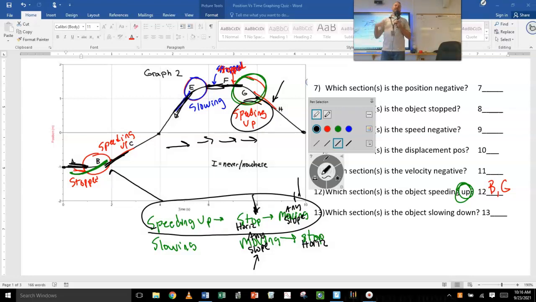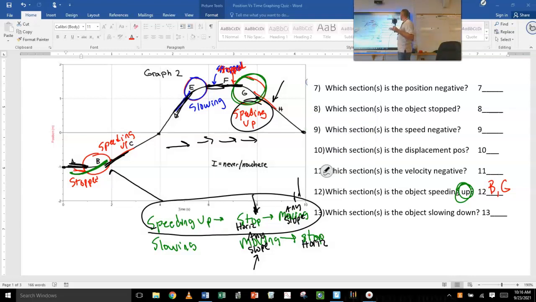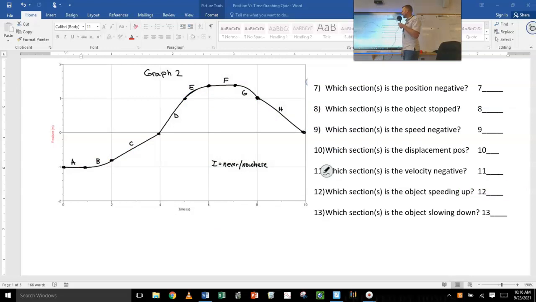Speeding up and slowing down, kind of tricky. And that's why I had you guys 3 days making those graphs. So hopefully when you saw the curve, that kind of was making sense with your body. Those of you that are kind of like movement doers, it's a reinforcement for this whole idea of speeding up and slowing down. And then the last one finally. Which section is the object slowing down? And I wish I wouldn't have erased all that. It's letter E.